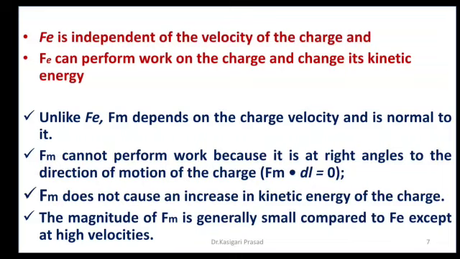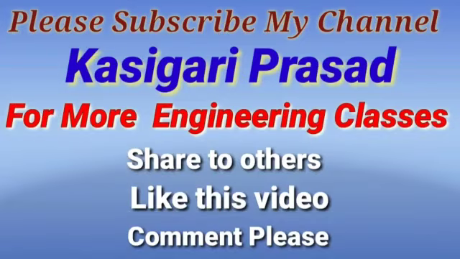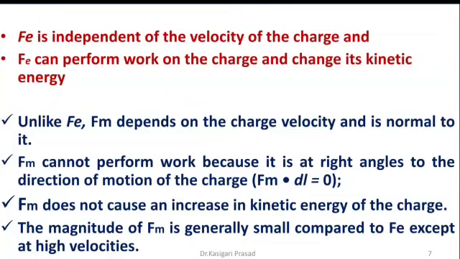So, these were the conclusions that we got from the two equations, equation 1 and equation 2, where equation 1 is Fe = QE and Fm = Q u cross B. From these two, these were the conclusions we have obtained.